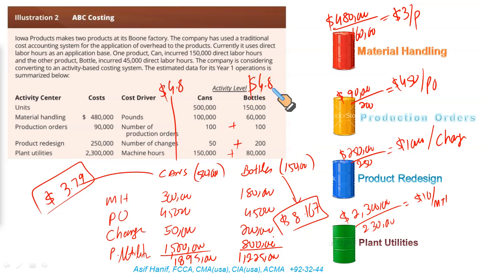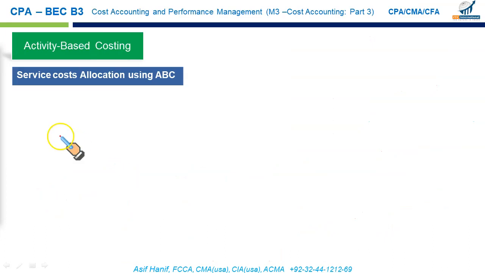That is the reason the issue of product cost cross-subsidization is resolved through ABC. It was a fantastic example, and now you see this is a much better cost. Bottles cost more because they are less in volume, consume more resources, and cans less. Accordingly, they cost differently. Next is the service cost allocation using activity-based costing.